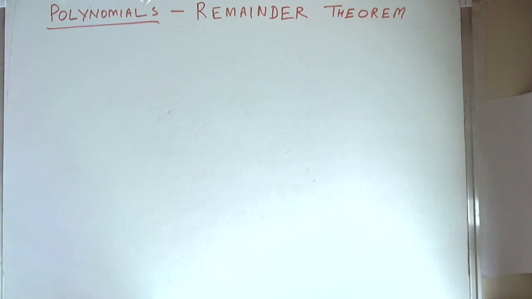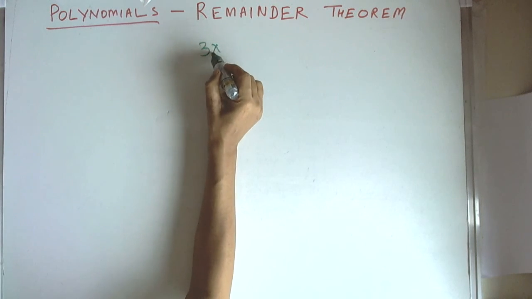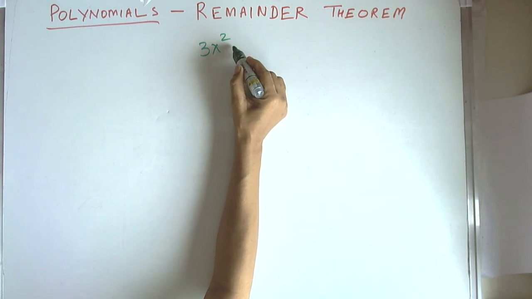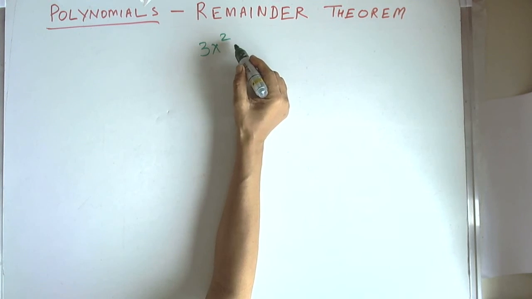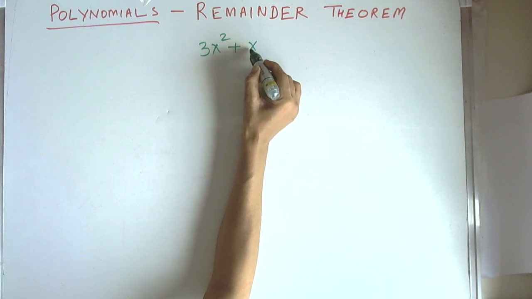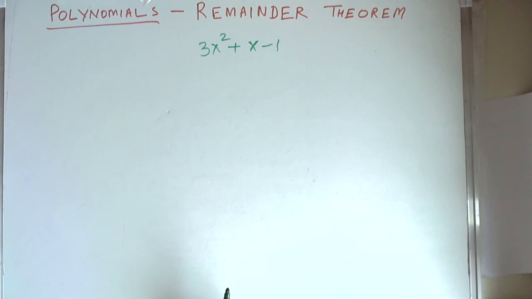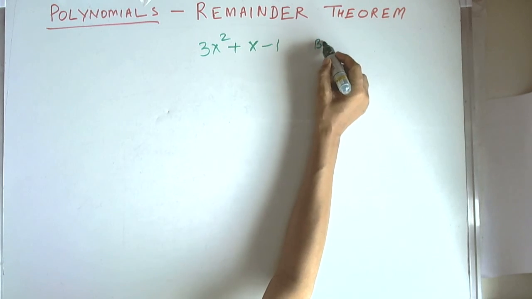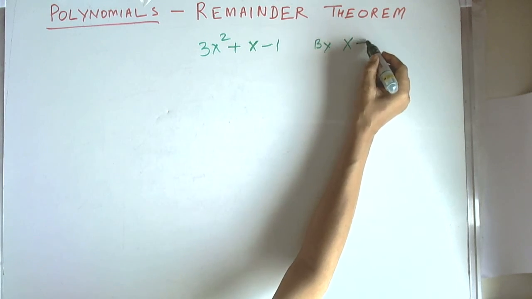So let us take an example: this is a polynomial 3x square plus x minus 1. So this is a polynomial with 3 terms and degree 2, and it is having only one variable, which is x. And suppose we want to divide this polynomial by x minus 1.